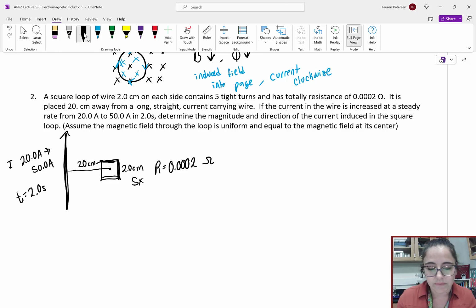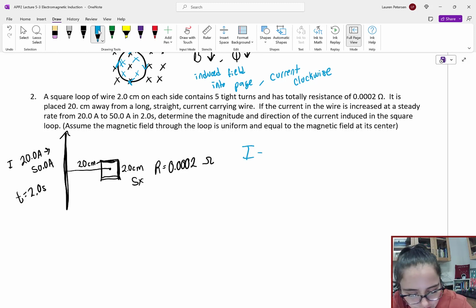Assume the magnetic field through the loop is uniform and equal to the magnetic field at its center. So we definitely have some equations that we're going to have to put together here. First off, we're looking for the direction of the current, and we're given the resistance. So we can say that we're going to need I equals V over R, where this V is going to be the EMF created by that changing field. So that EMF is going to be created by the change in flux over that change in time.